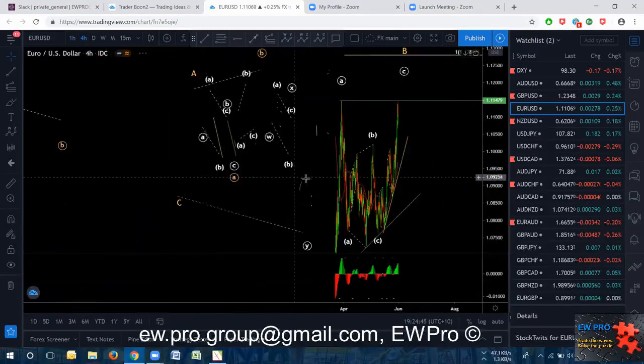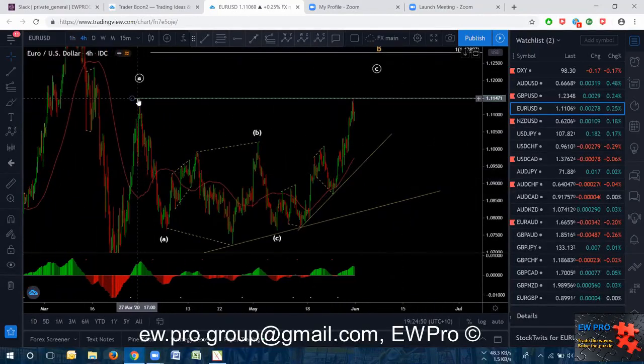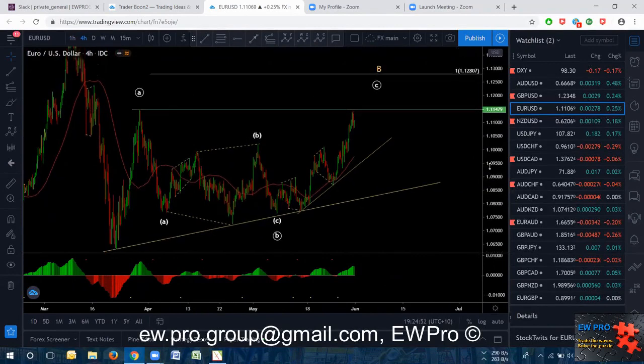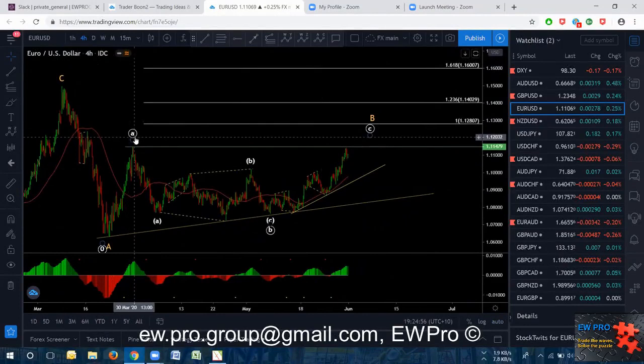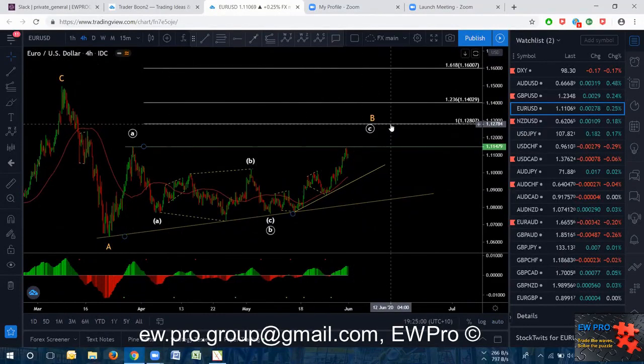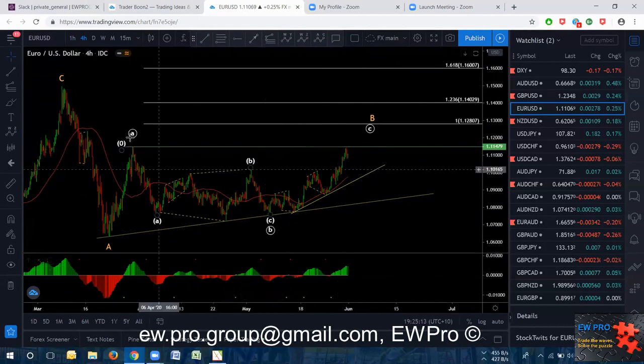On the H4, if we go back to the H4, we haven't quite broken this top. I'd really like to see this top here being broken. Wave A top being broken. We do have room up to the 100 fib. Will it get there? Well, we'll just have to see. But you can really only scalp this on the lower time frames now because we're at a high.